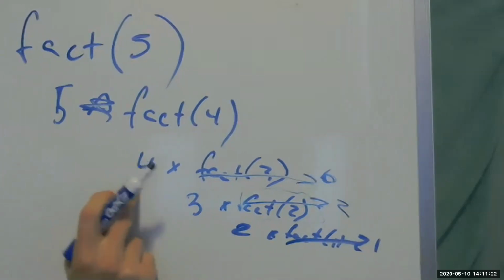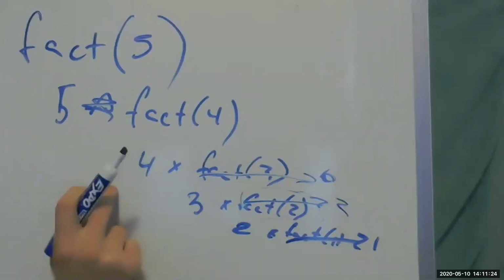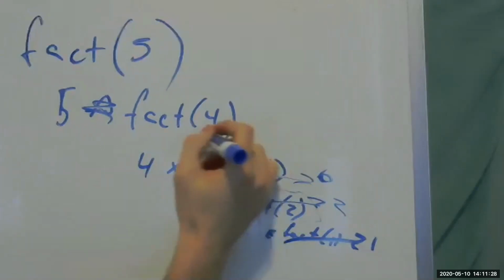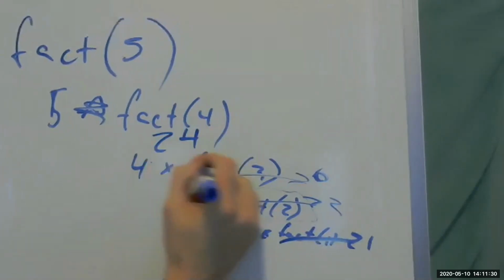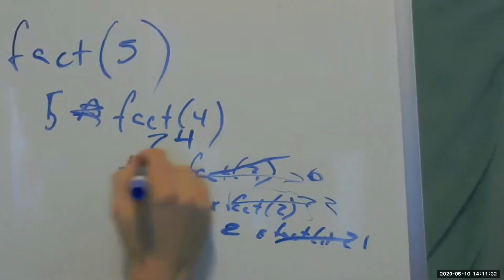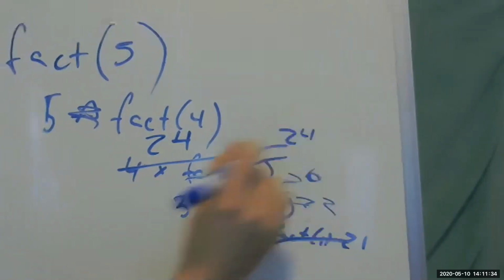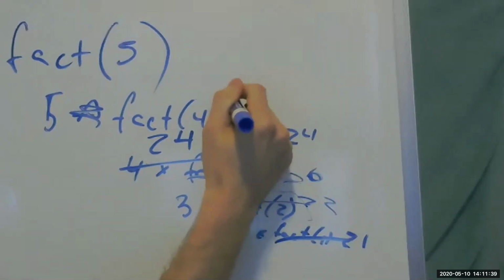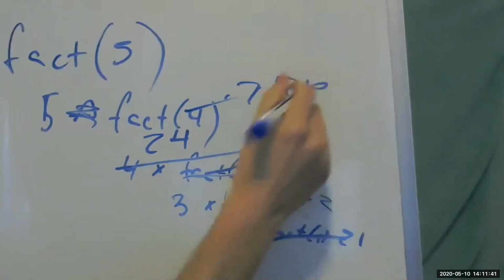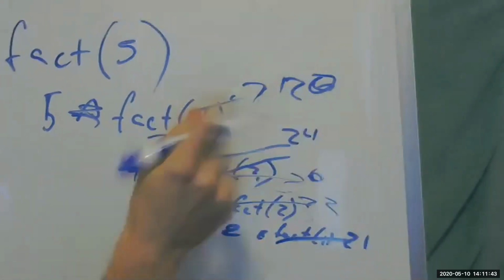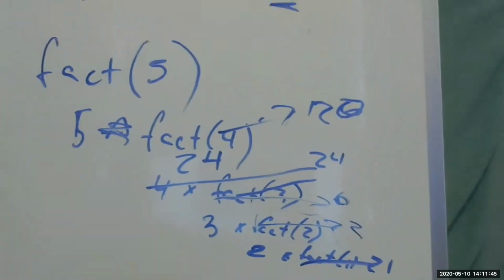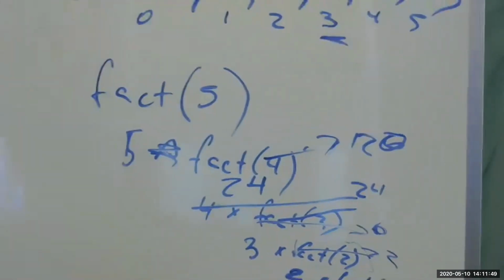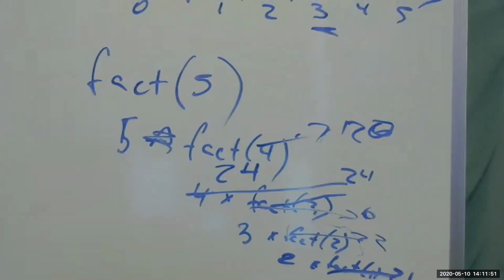So then we have 4 times 6, and then that can resolve and bubble up. So we have our 24. This becomes 24. And then we have our 5 times 24 finally, where it gives us back our 120, which is what the answer is, a factorial 5. So that's just how recursion bubbles back up after it's gone all the way down.